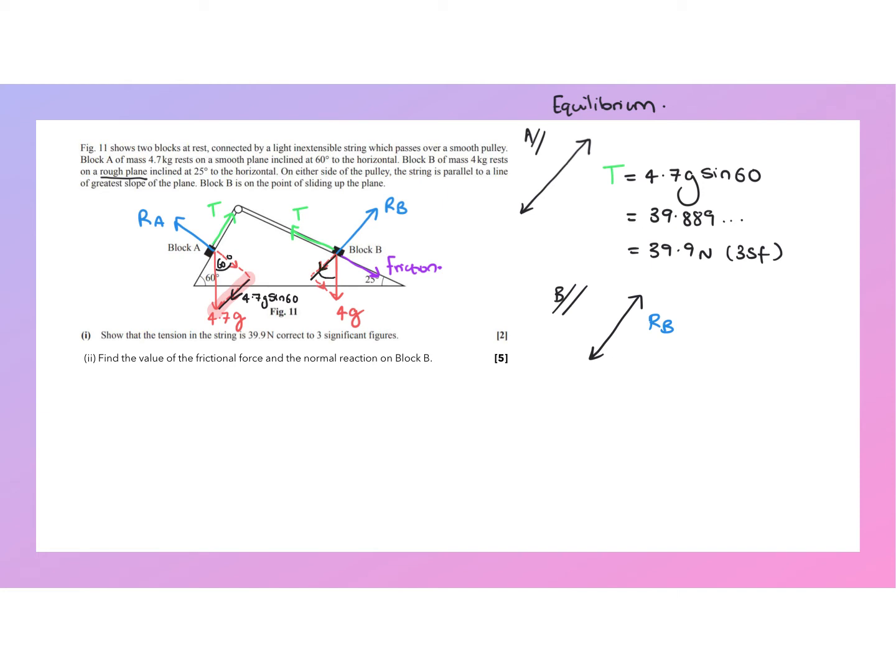Now, again, this angle here will always be the angle of the slope, so that's 25 degrees, and this component that's perpendicular to the slope is a cos component. Look at it, it's adjacent to that 25 degrees, so that is 4g cos 25. So RB must be equal to 4g cos 25, so that gives us a value of 35.527... or 35.5 newtons to 3 significant figures.